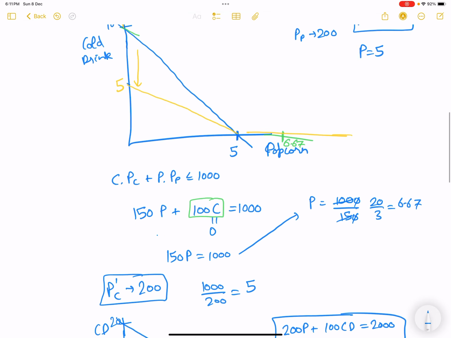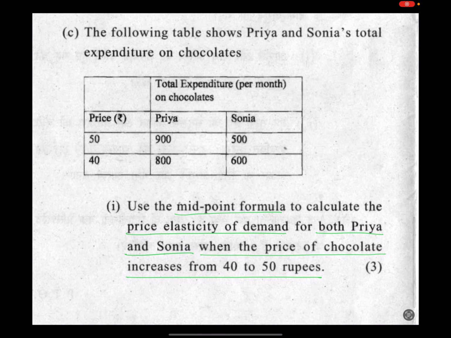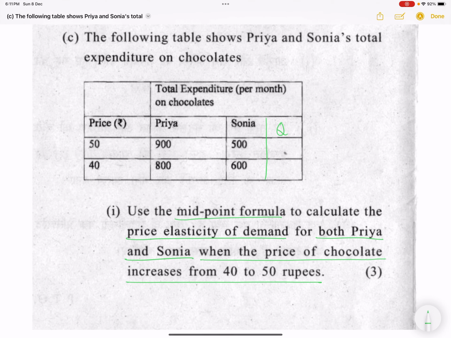Similarly, for Sonia, since her total expenditure is this, the quantity of Sonia would be 10 in this case and 15 in this case. So elasticity of Sonia would be change in Q is 5 by change in P is 10, into P1 plus P2 is 90 divided by Q1 plus Q2 is 25. So this is coming out to be -9 by 5 using the midpoint method.